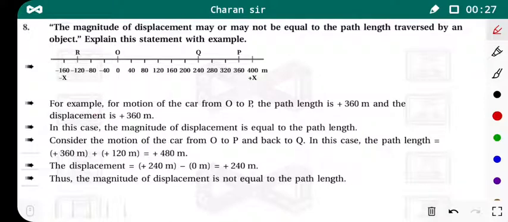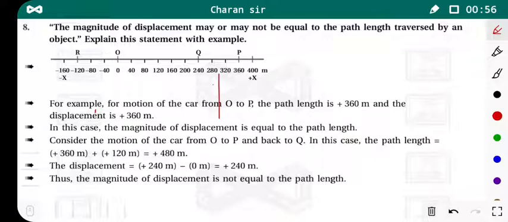So in the previous video we discussed what the path length is and what the displacement is. So we revise that. What is the path length? Path length is defined as the total distance covered by the object during their motion. And what is the displacement? Displacement is defined as the change in position of the object in a particular interval of time.